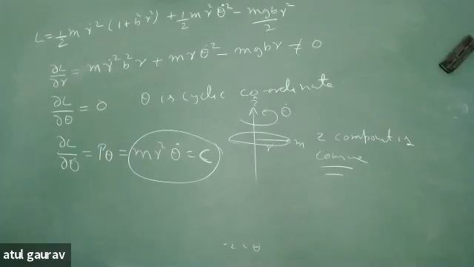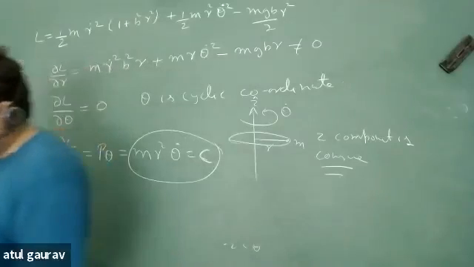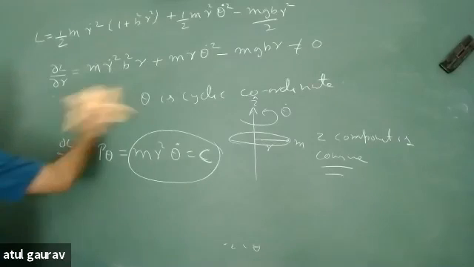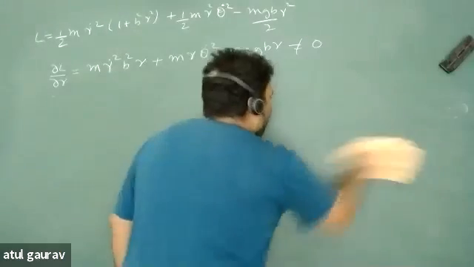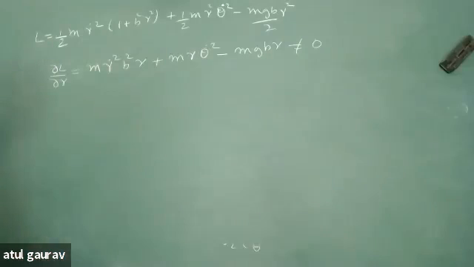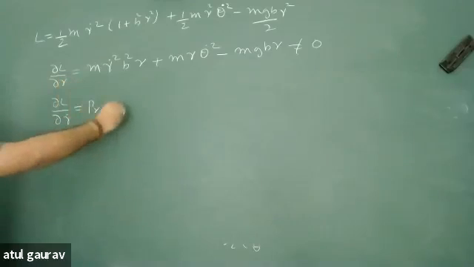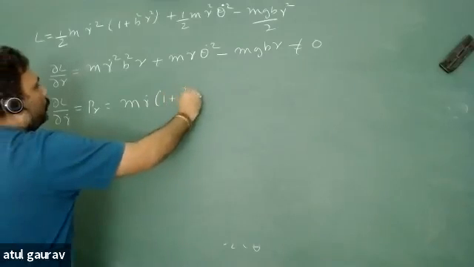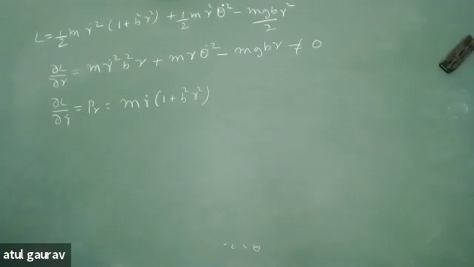Okay, so now we have to write only the equation of motion in which direction? Only in the r direction. So let's try to write the equation of motion in the r direction, and this is very interesting. So what will be ∂L/∂ṙ? Obviously this is p_r, and this value is equal to m ṙ (1 + b² r²). So this is p_r.